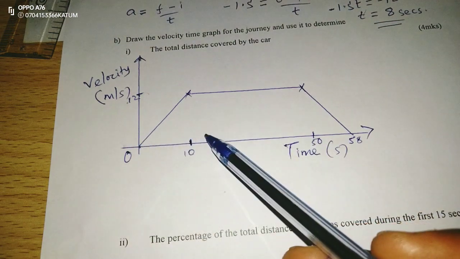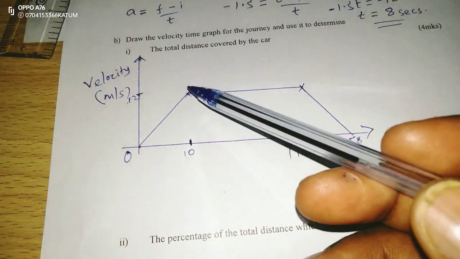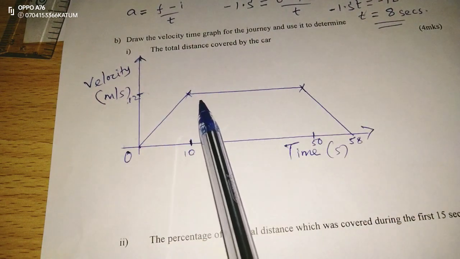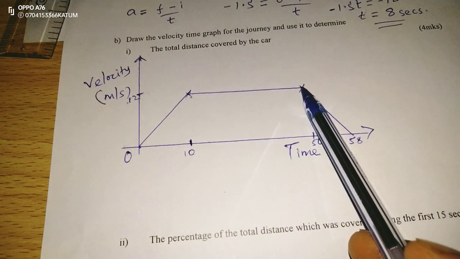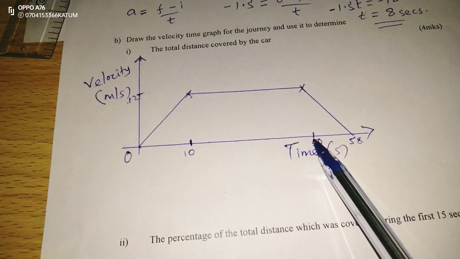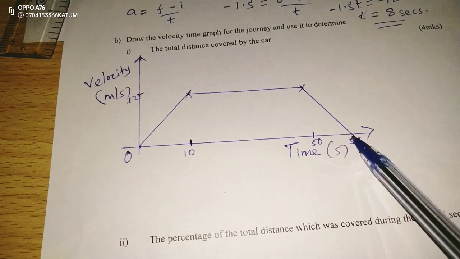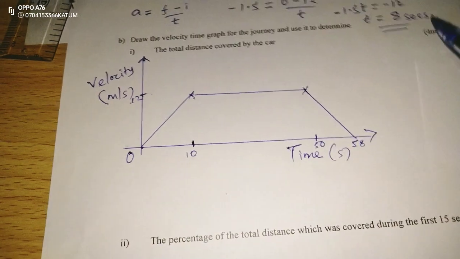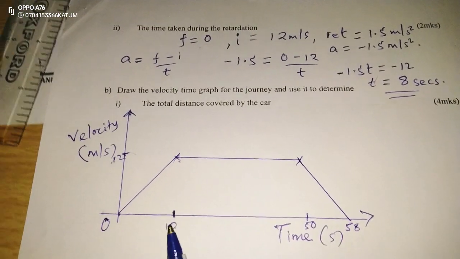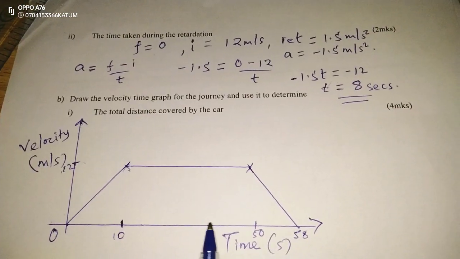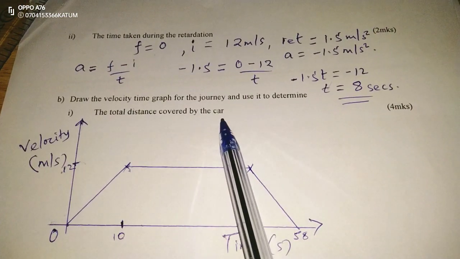From 0 within 10 seconds to a velocity of 12, then with that constant velocity of 12 for 40 seconds, then it decelerates uniformly within 8 seconds according to the calculation up there. So we are going to determine, using the graph, the total distance covered by the car.